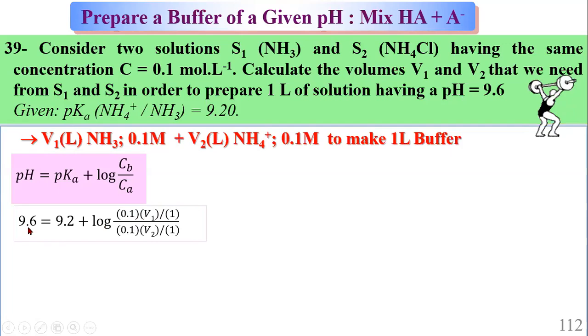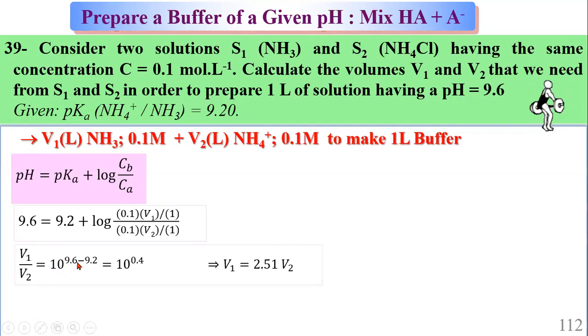Clear? Okay, so you're going to take the 9.6 minus 9.2 and then 10 to the power of that number, and then you get the ratios. And because these concentrations cancel off, you get now a nice ratio. And if they don't cancel off, you get a number. So you still get a number here, which overall you're going to get a ratio between the two volumes. Try this by hand and you're going to see. So now I have a ratio between volume 1 and volume 2 of the acid and the base.